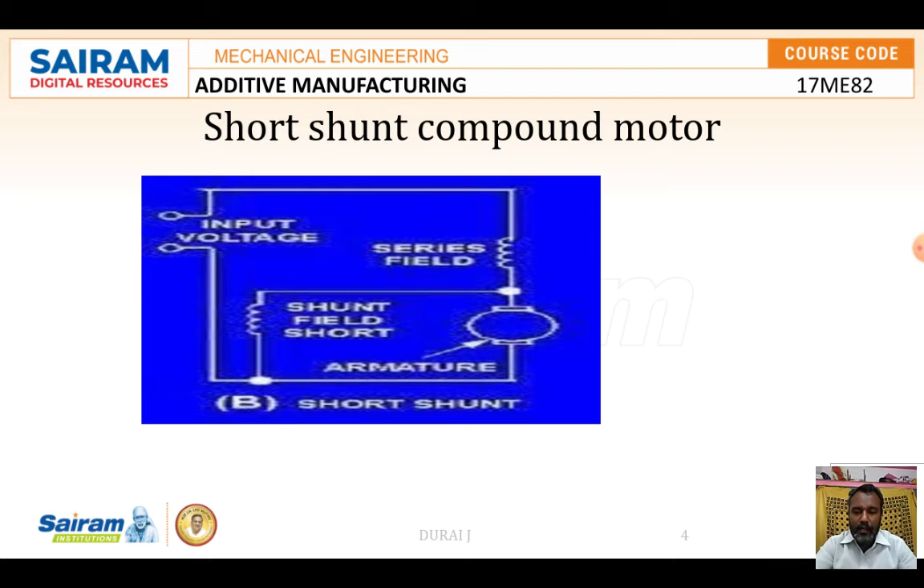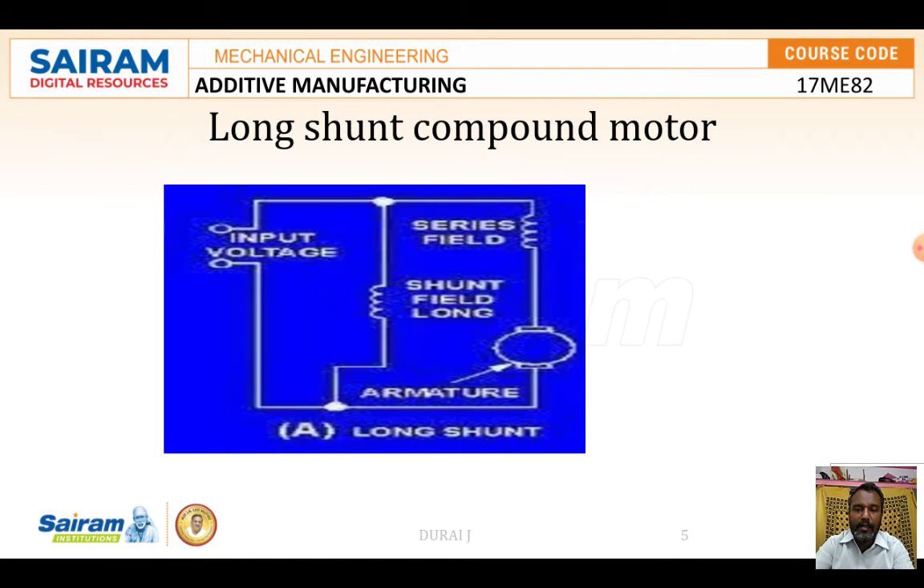Depending on the polarity of the connection, the short shunt motor is classified into the cumulative compound motor and the differential compound motor. So in the short shunt motor, the assembly is connected in series with the series field winding. That is the thing you have to remember here. The armature and series field are connected in series.